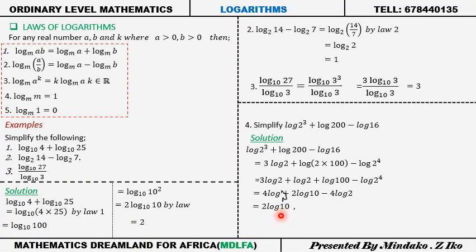Since the base is not given, it means the base is base 10. Then we apply law number 4: log m to the base m is equal to 1. So log 10 to the base 10 is just equal to 1, and therefore 2 times 1 will give us 2. Finally, our answer is just 2. So this is a hint: log m is equal to log m to the base 10, and so log 10 to the base 10 is just equal to 1.